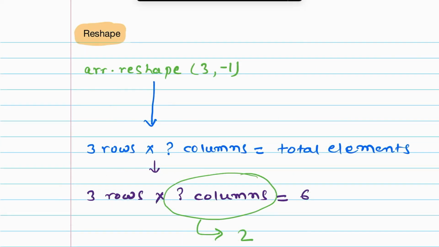Sometimes you don't want to calculate the new shape manually. NumPy lets you use -1 in reshape to automatically figure out one of the dimensions. Here is what happens. You are telling NumPy, I want 3 rows, you figure out how many columns are needed. NumPy looks at the total number of elements and calculates the missing dimension so that the total stays the same. If the array has 6 elements, then 3 rows multiplied by how many columns is equal to 6. So the missing value becomes 2. The final shape becomes 3, 2. You can use -1 only once in a reshape call.